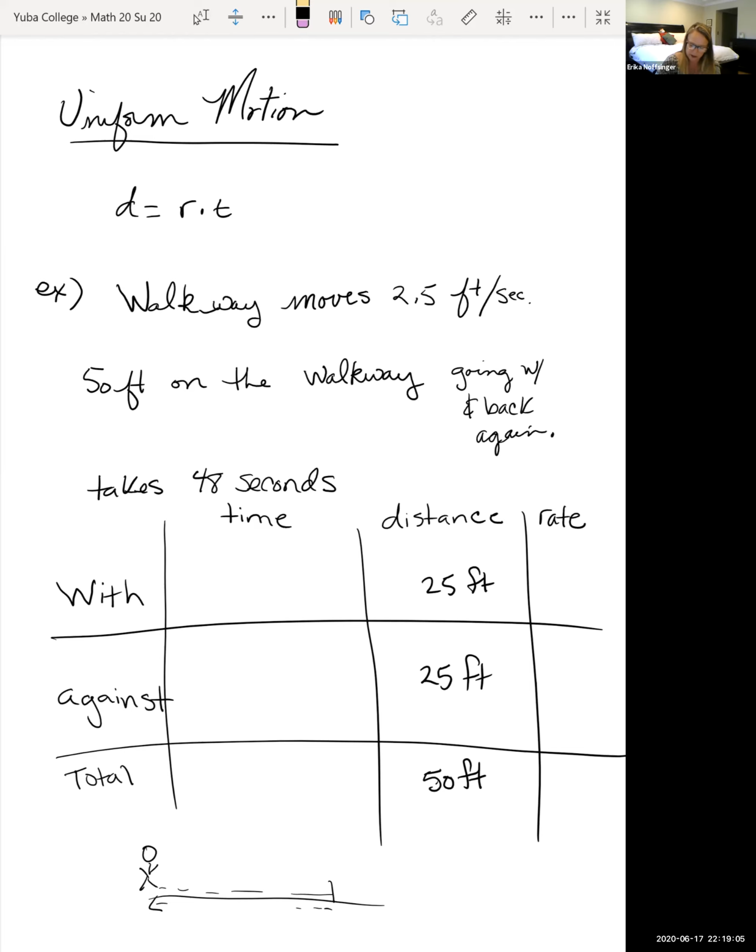My eraser's not going to work. Now my computer's kind of slowing down.